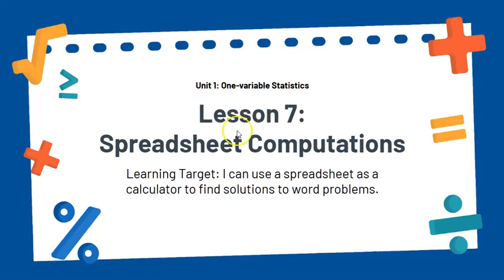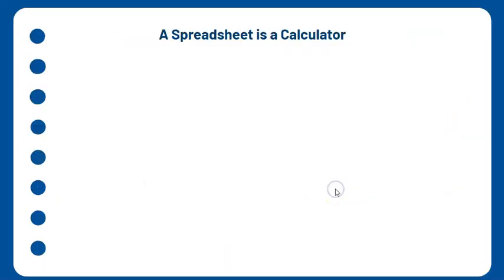This is Lesson 7, Spreadsheet Computations. Our learning target is I can use a spreadsheet as a calculator to find solutions to word problems. A spreadsheet is a kind of calculator.